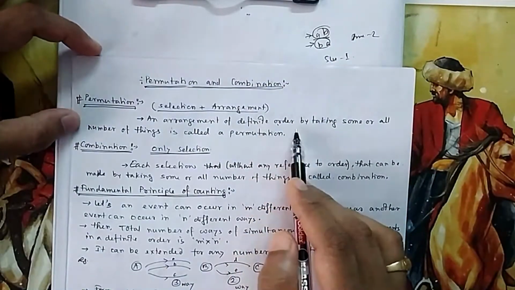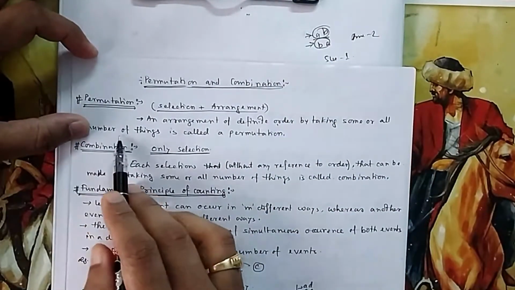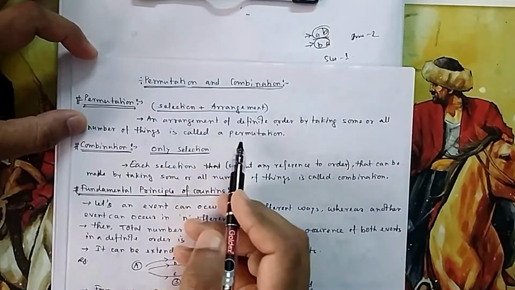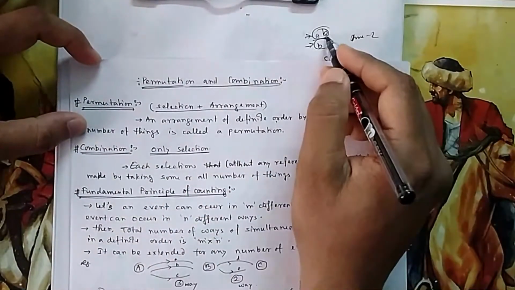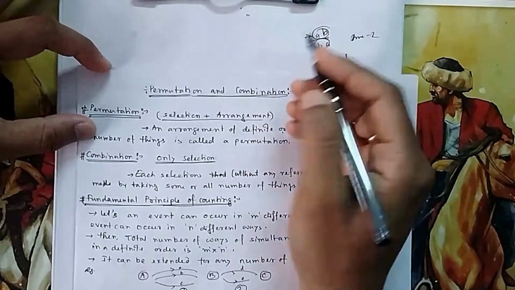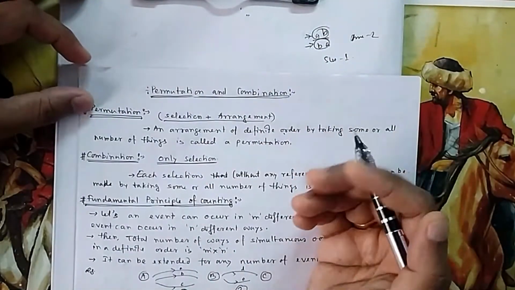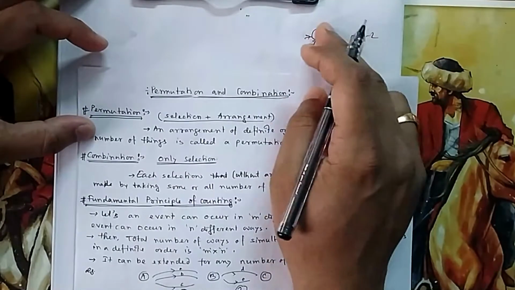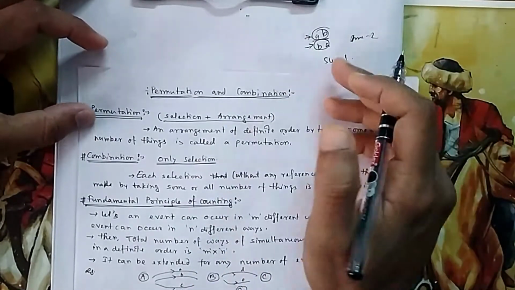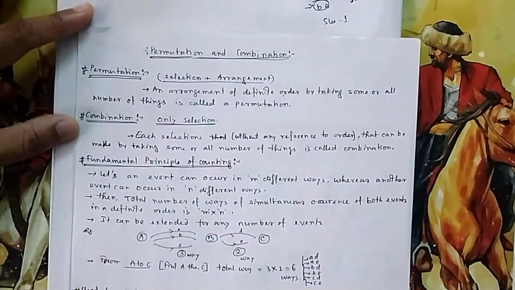So an arrangement in definite order by taking some or all of the number of things is called permutation. You can take 2 at a time, you can take 3 at a time, you can take all the numbers. Suppose there are 10 numbers, you take 10 at a time, or you take 2 out of that 10 at a time, and then you can arrange them, in a sitting arrangement, suppose. Combination is only selection.